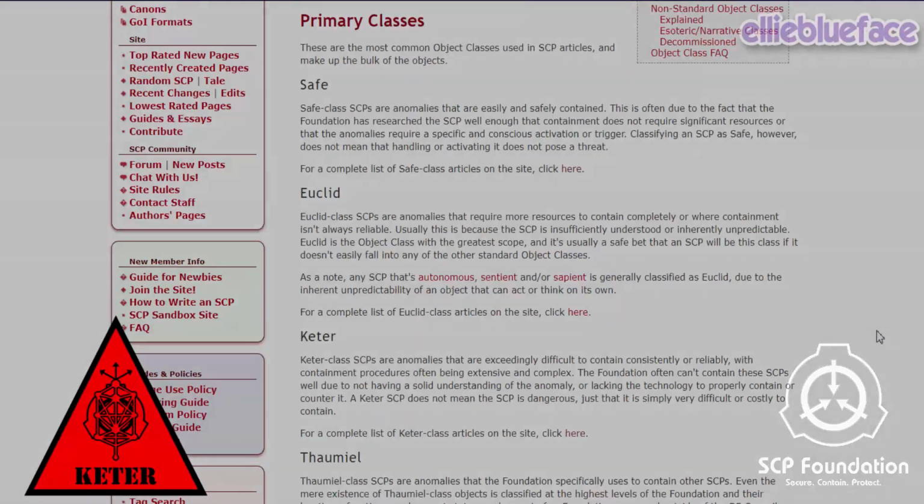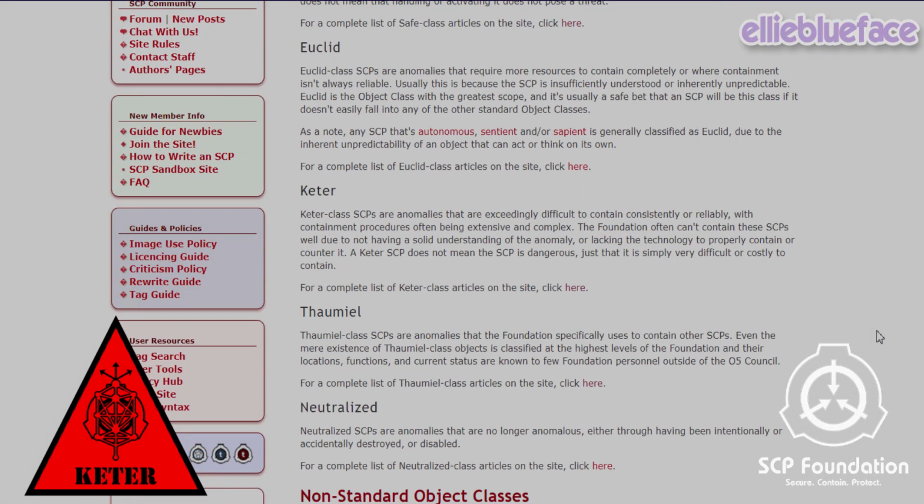Keter class is one of the highest classes in terms of how hard it is to contain. So being a Keter class doesn't always mean that it's really dangerous, it just means it's kind of difficult to keep away from other people. A Keter class SCP is something that is exceedingly difficult to contain consistently or reliably, with containment procedures often being extensive and complex. The Foundation does struggle to sometimes even contain these SCPs at all, especially if there is no solid understanding about this thing, or maybe we don't have the technology to actually counter what it can do.